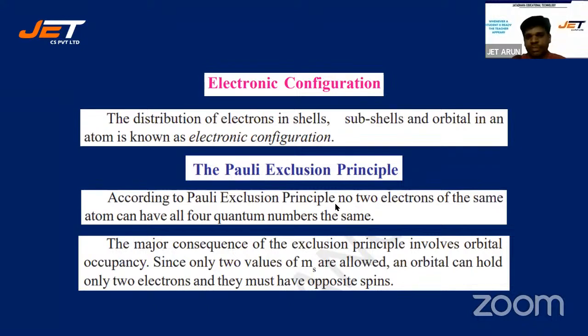The major consequence of this exclusion principle involves orbital occupancy. Since only two values of ms are allowed, an orbital can hold only two electrons and they must have opposite spins. Very important point. It can hold only two electrons and they must have opposite spins. You cannot have two parallel or two anti-parallel electron spins.